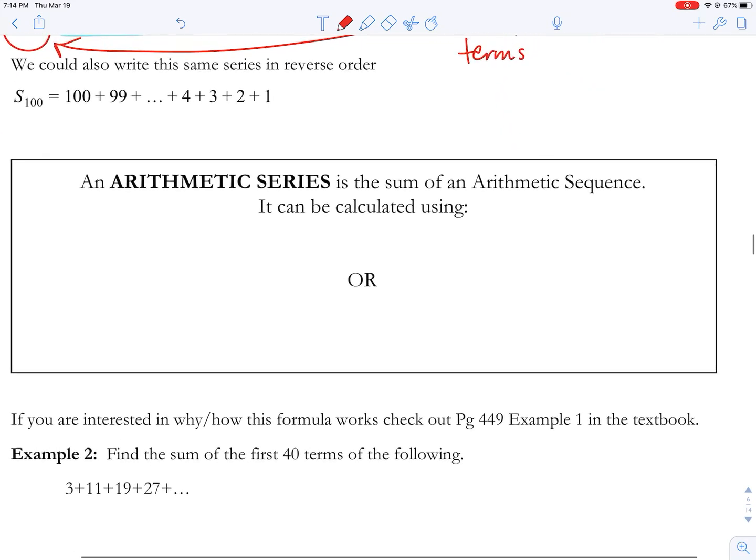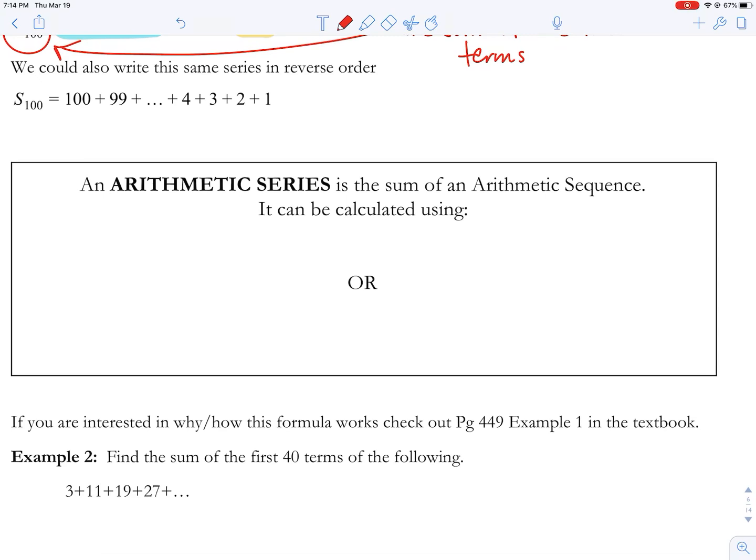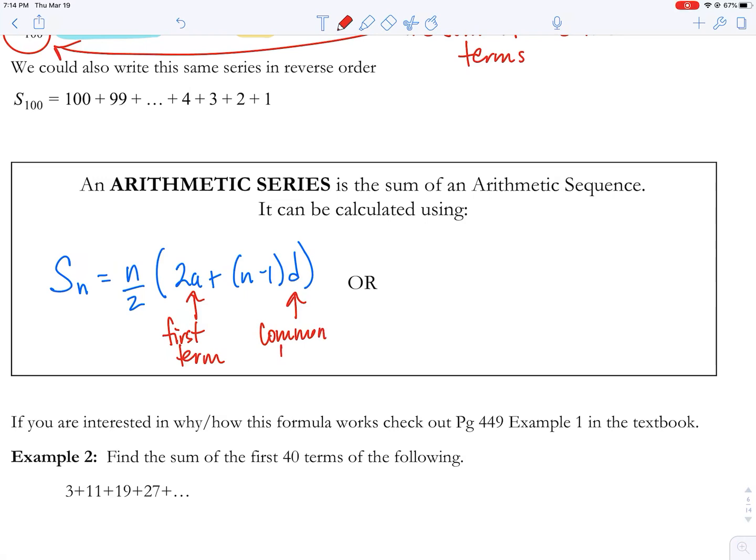And to cut to the chase, if you care about where these formulas come from, you can go look at page 449 in your textbook. But the two formulas we're going to be looking at are S of n equals n over 2 bracket 2a plus n minus 1 d. That's going to be one way of writing it. We're going to write it this way if we know our first term and our common difference, as well as the number of terms. So that's going to give us our n's.